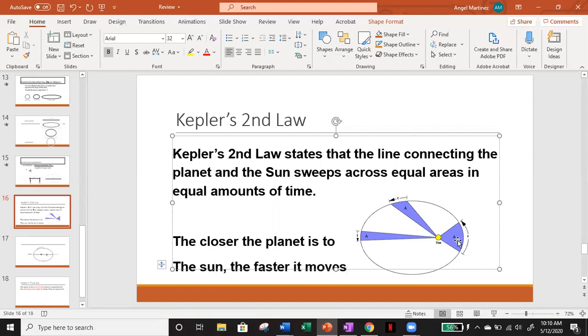You can see right here at this point, in the same amount of time, the planet moved from here to here. It moved a lot faster. When it's this far away, in the same amount of time, let's say a year, it only moved this far. And when it's the farthest point from the sun, it only moves this small distance. So the closer it is to the sun, the faster the planet moves.